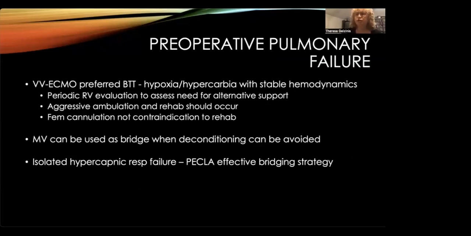In patients with stable hemodynamics and respiratory failure, VV ECMO is the preferred bridge to transplantation. Periodic right ventricular evaluation should be performed to assess the need for alternative support. Aggressive rehabilitation should occur, and femoral cannulation is not a contraindication to rehabilitation. Mechanical ventilation can be used as a bridge when deconditioning can be avoided. And in patients with isolated hypercapnic respiratory failure, pumpless extracorporeal devices are an effective bridging strategy.